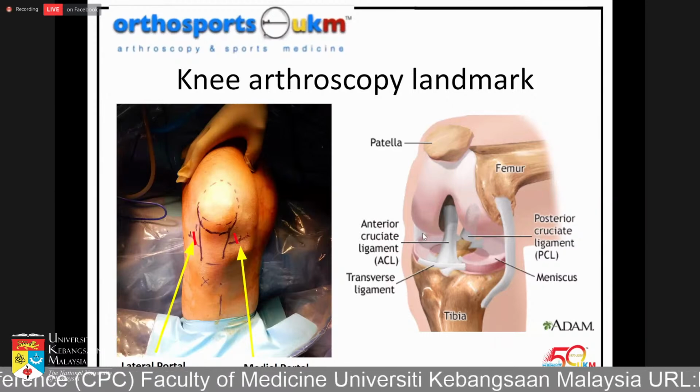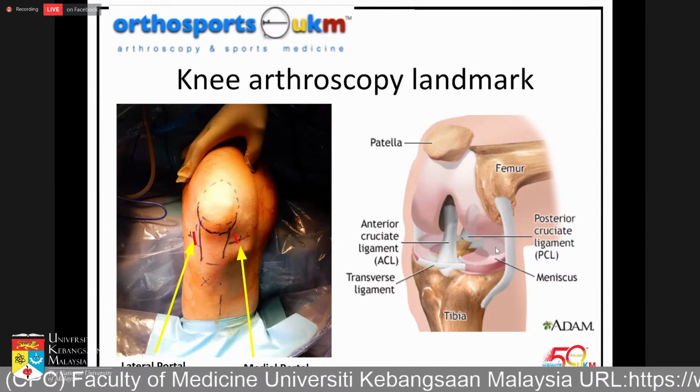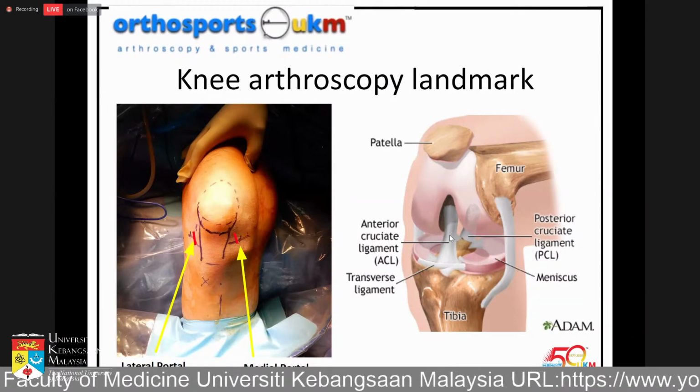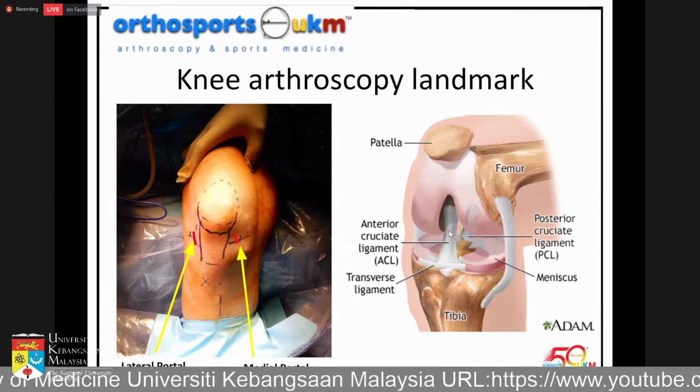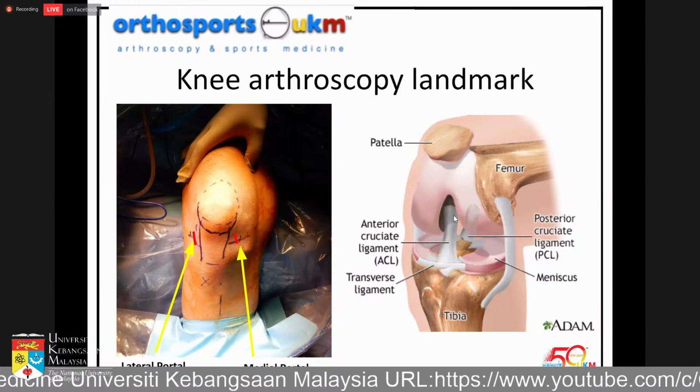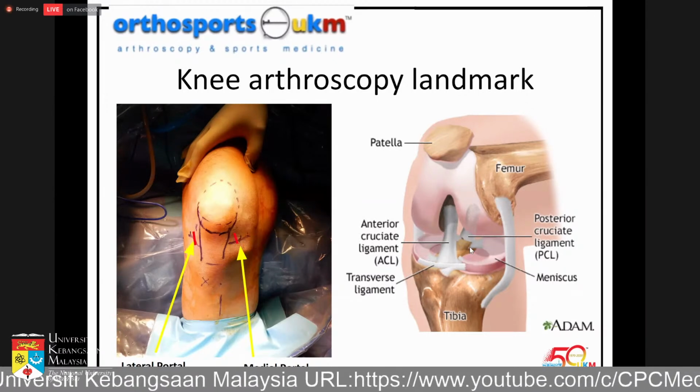And then we look at the tibia chondral surface. And then we look at the meniscus. We look at the medial meniscus and at the lateral meniscus. Then we look at, obviously, the ligaments. We look at the ACL and at the PCL.